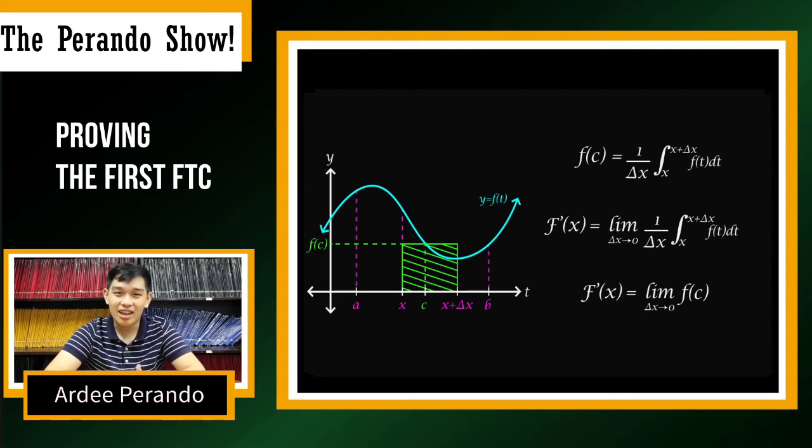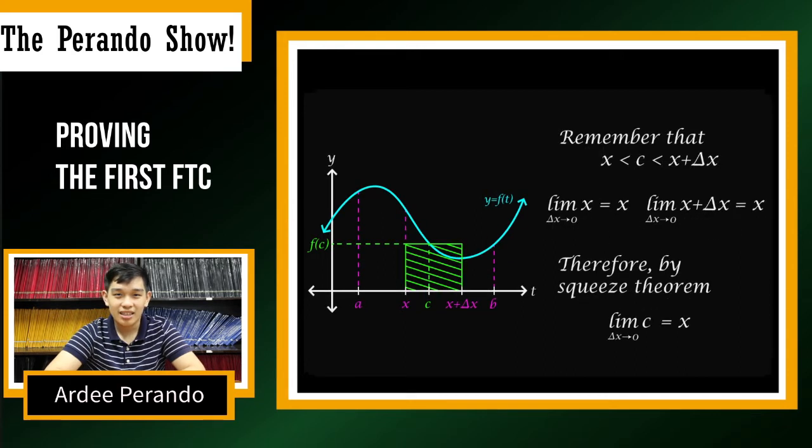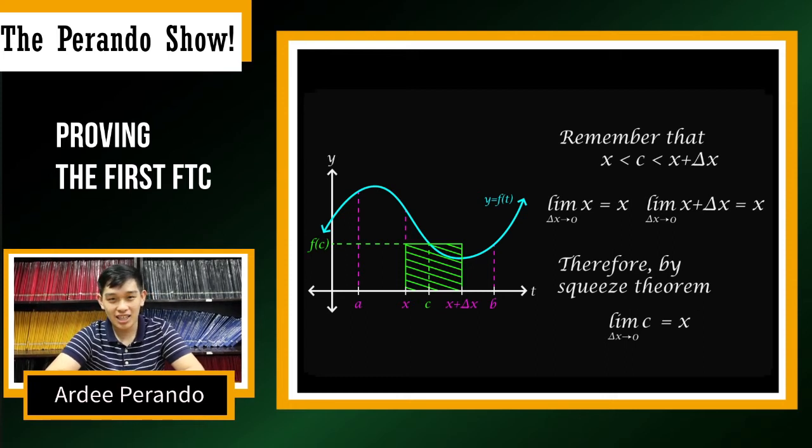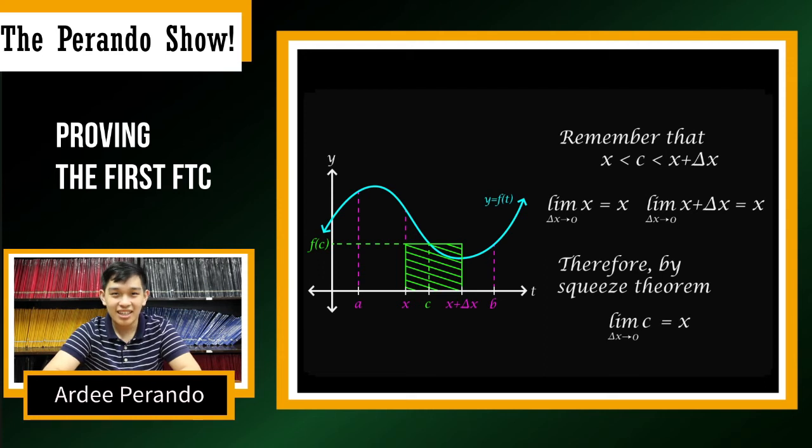Now we can use equation 2 and substitute it to equation 1, resulting in the derivative of capital F of x equals the limit of f of c as delta x approaches 0. Now all we need to do is evaluate this right side of the equation. Remember that c is between x and x plus delta x. If we take the limit of the left and right side of this inequality, the limit of x as delta x approaches 0 is simply x since it does not depend on delta x. The limit of x plus delta x as delta x approaches 0 is then equal to x. Therefore by squeeze theorem, the limit of c as delta x approaches 0 is also equal to x.